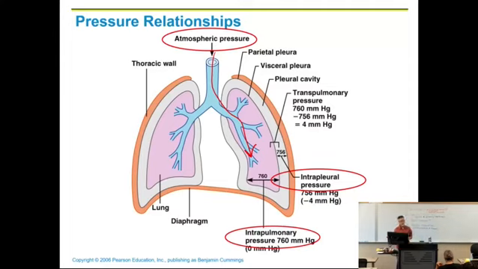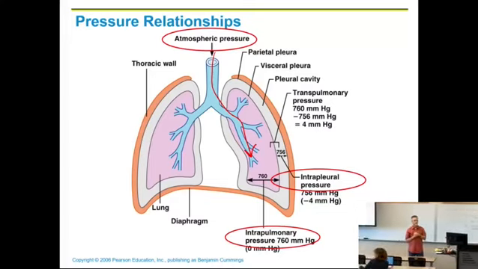So what we're seeing is that those muscles change the volume, which changes the intrapulmonary pressure, right? And whether it's higher than or lower than atmospheric pressure drives the movement either into or out of the lungs. So atmospheric pressure doesn't really change, but we have to change the pressure inside the lungs relative to it to get the air to move one way or the other. Okay? Questions on that?